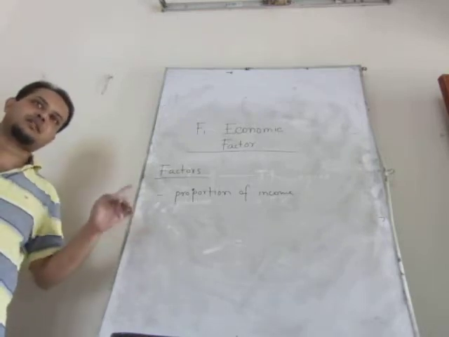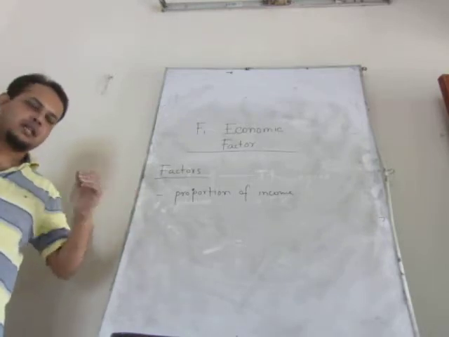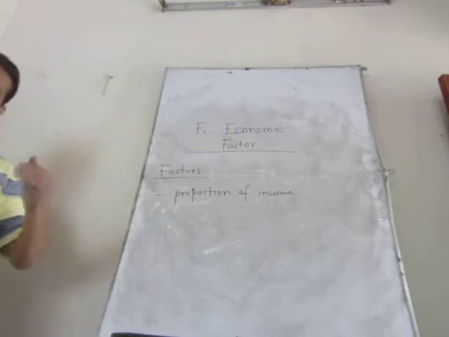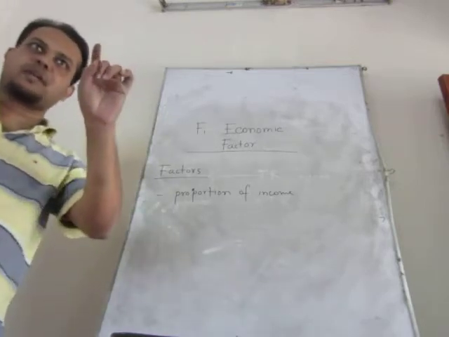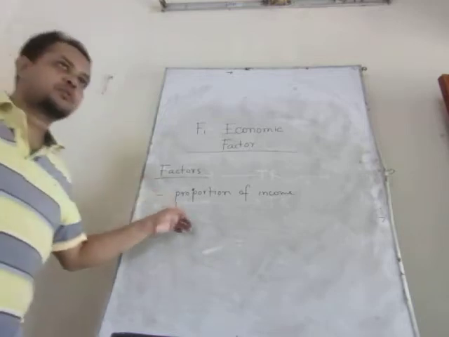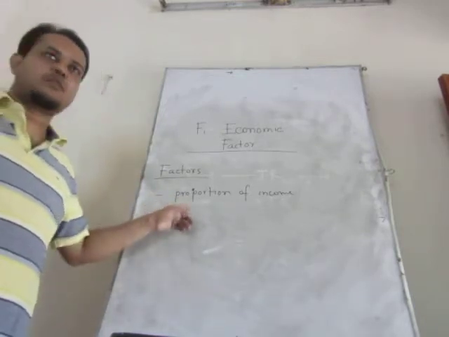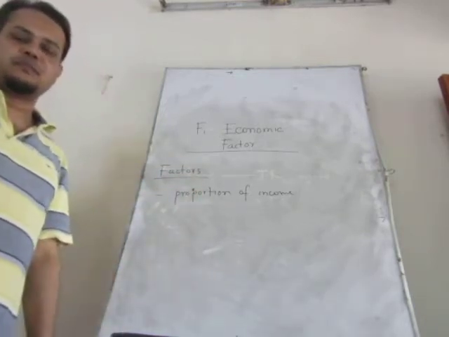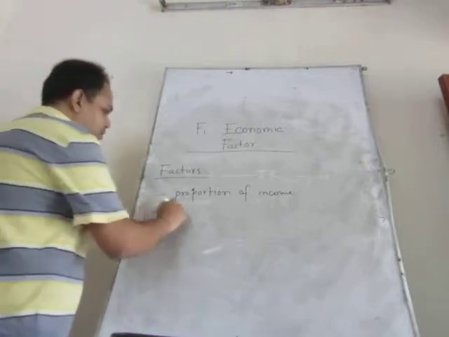We have already discussed this in the demand phase, right? If your disposable income rises or goes down, it will affect the demand. So as the proportion of income affects the demand, it will obviously affect the PD. Okay. Then substitutes.